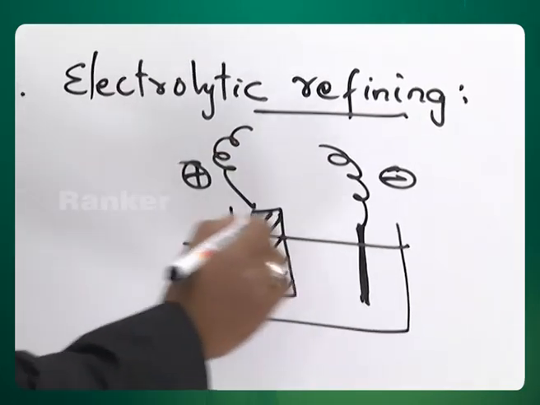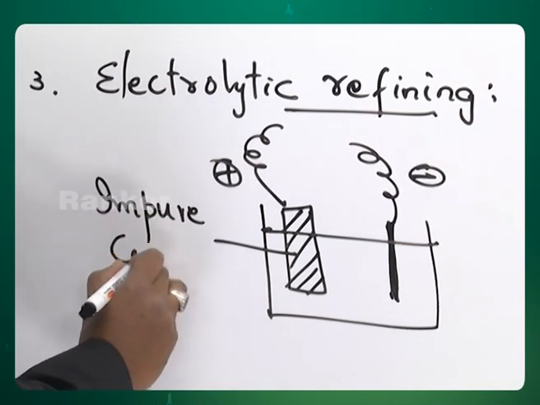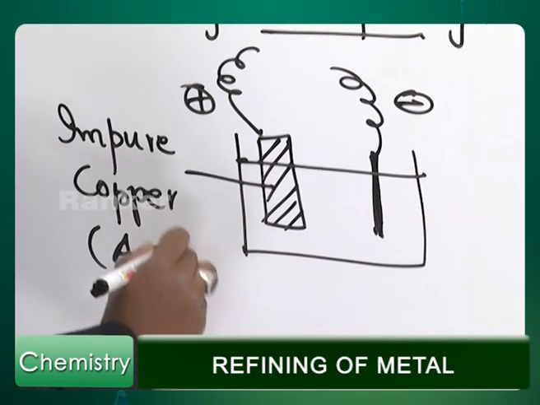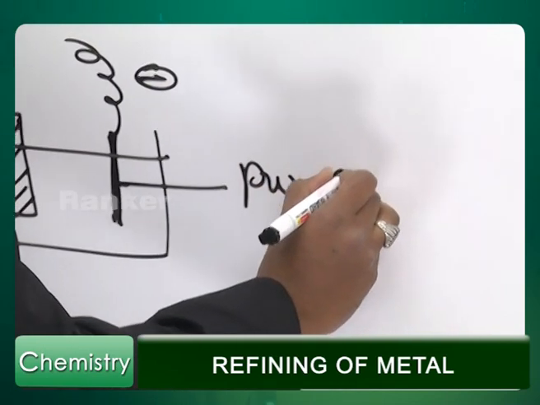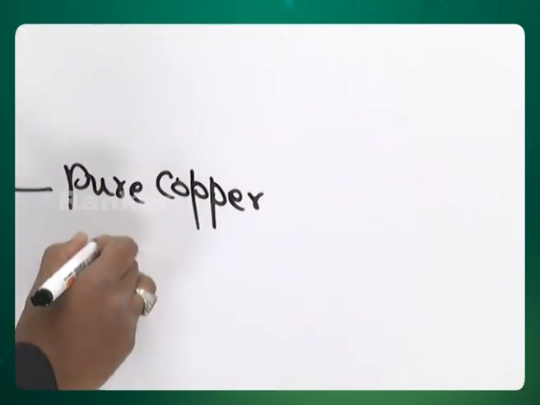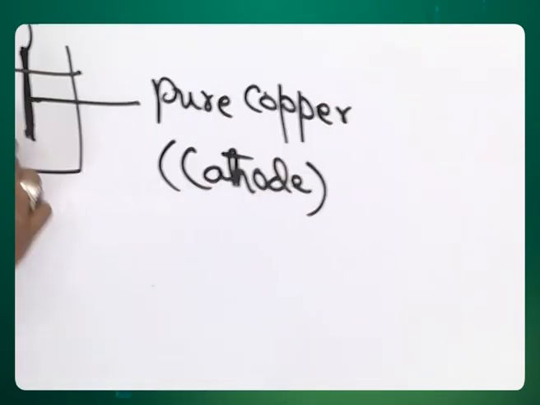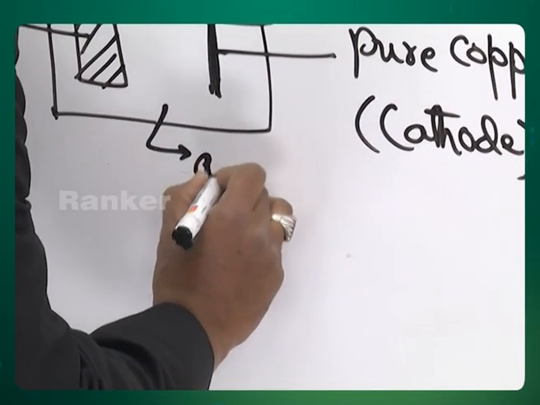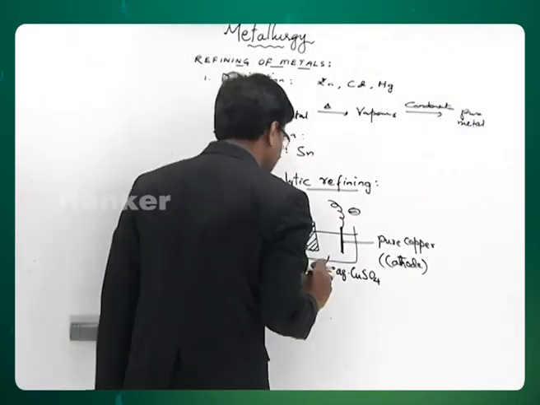I'll try to explain with the help of copper. We'll take this as the anode and it is impure copper. This will act as anode. And this is a strip of pure copper. This will act as cathode. And in the electrolyte, you should have aqueous copper sulfate, which acts as electrolyte.